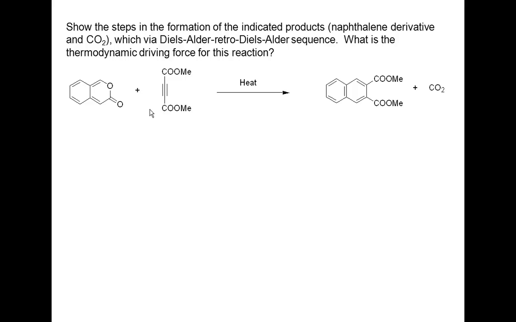We're going to show the steps in the formation of the indicated products. And here I'm going to tell you what the mechanism is. You just have to show what the steps are. The steps are 2 Diels-Alder reactions. One involving the starting material, and one is a retro-Diels-Alder reaction involving the ejection of carbon dioxide. And I'm also asking you to tell me what the thermodynamic driving force for this reaction is.